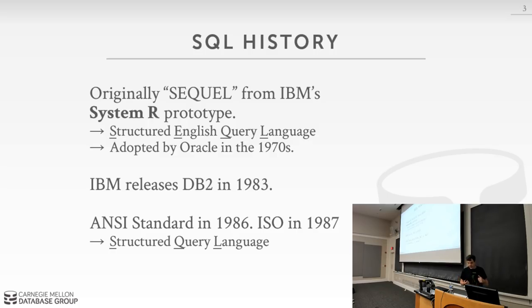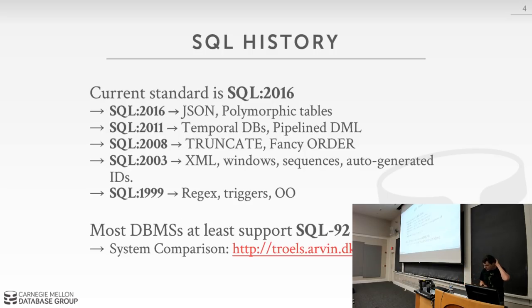Even though SQL is from the 1970s, it's not a dead language and it's certainly not static. It's like C++, where they keep releasing new specifications every so often. It's the same thing in SQL. Every so often there's a new specification where they add new features and functionality to the basic language. The latest standard is SQL 2016. Over the years they added new features: in 2016, JSON and polymorphic tables; they added XML stuff, and in 2003 and 1999, regex and triggers.